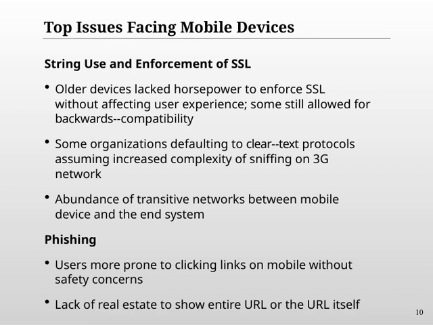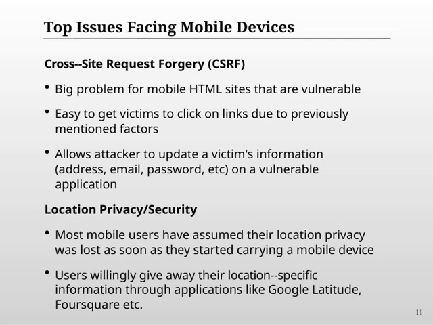This is often because mobile screens have limited real estate, making it difficult to display the full URL or necessary security indicators. As a result, users might not recognize malicious sites, increasing the risk of successful phishing attacks. All of these points highlight the complex security landscape mobile devices face today, emphasizing the need for better safeguards and awareness. Let's take a look at some of the top issues facing mobile devices today.